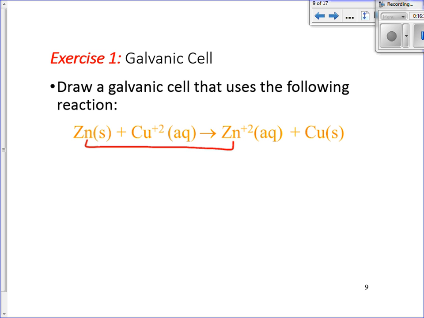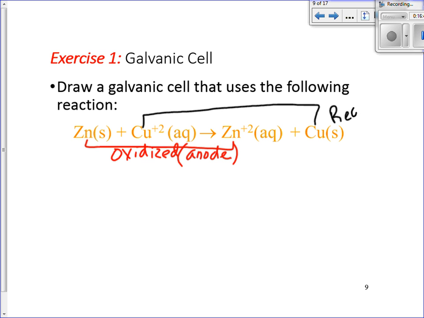Zinc is being oxidized, so zinc's going to go where? It's going to go in the anode, right? And the copper is being reduced. So, since it's being reduced, it's going to be in the cathode side. Okay? So you're going to build yours. You can make up whatever you'd like to be in your salt bridge, and start answering some of those questions below. And we will resume in about 5 minutes so you can hash it out with your table mates and come up with some good answers.